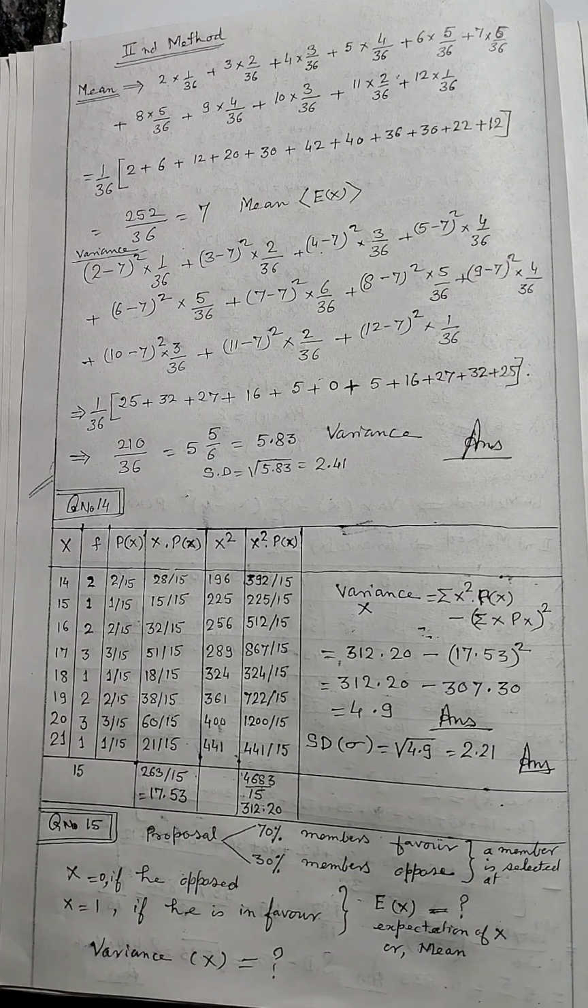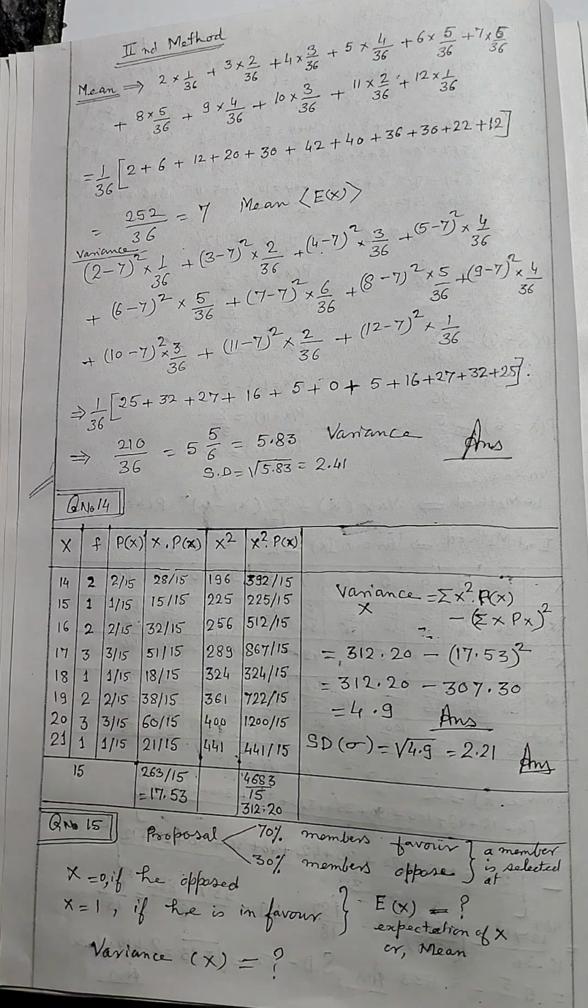CBSE Mathematics Class 12th Exercise 13.4 Question number 14. The question states that a class has 15 students whose ages are 14, 17, 15, 14, 21, 17, 19, 20, 16, 18, 20, 17, 16, 19 and 20 years.